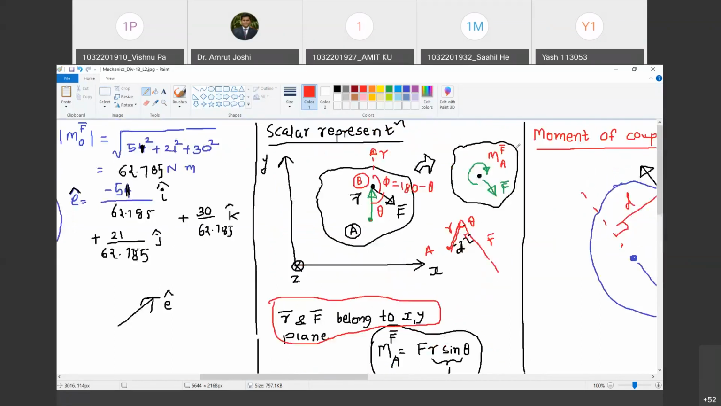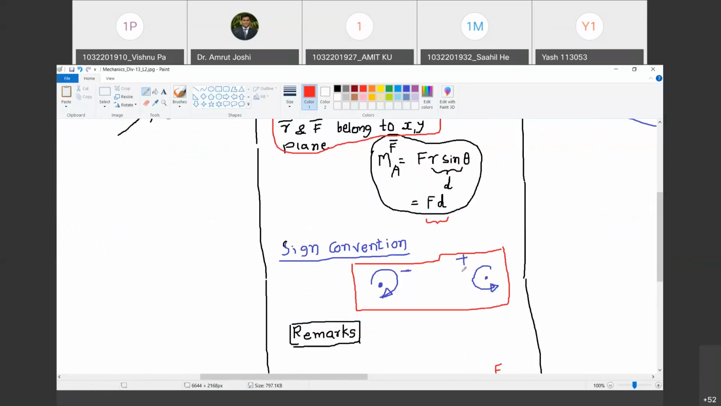So therefore, the anti-clockwise moment, I will consider as positive, and clockwise moment, I will consider as negative. It's all right if you reverse the sign convention. There is no issue. It's like driving in US and driving in UK. Are you with me? Yes, sir. But for our mechanics course interactions, we will consider anti-clockwise moment as positive and clockwise moment as negative.